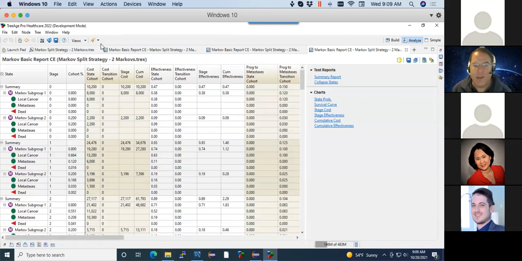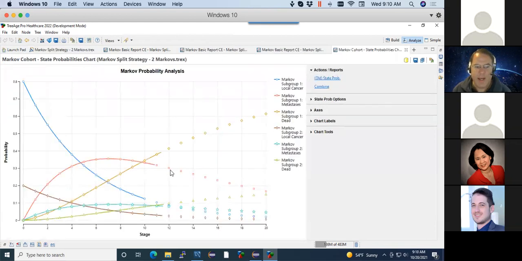And so you end up with an overall strategy, an overall cohort analysis that reflects however many Markov processes your overall strategy may have split into. And it could be 10, it could be any number you want. It's unlimited, but we want a combined report. And if I look at the state prop graph, for example, right now you're seeing literally 6 different states, right?